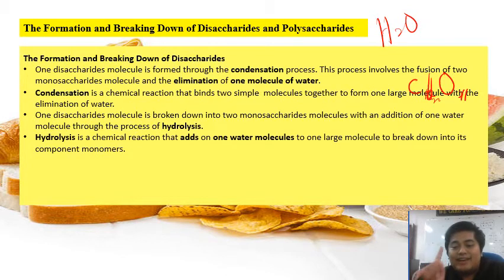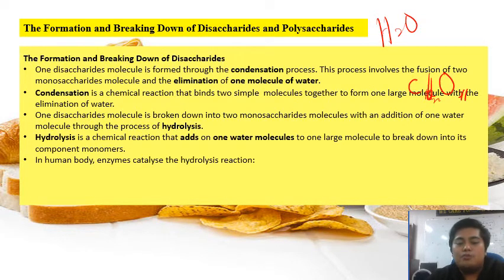Proses apa? Proses hydrolysis. Ingat, lysis tu maksudnya apa? Maksud lysis adalah pecah. So hydrolysis maksudnya air pecah. Maksudnya dia tambah air. So hydrolysis is a chemical reaction that adds on one molecule of water to one large molecule to break down its component monomers. So in our body, enzyme catalyze the hydrolysis reaction.